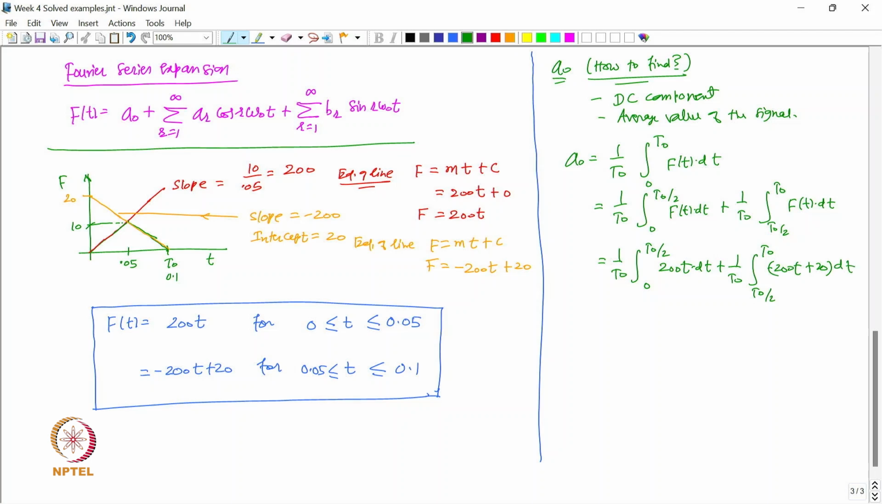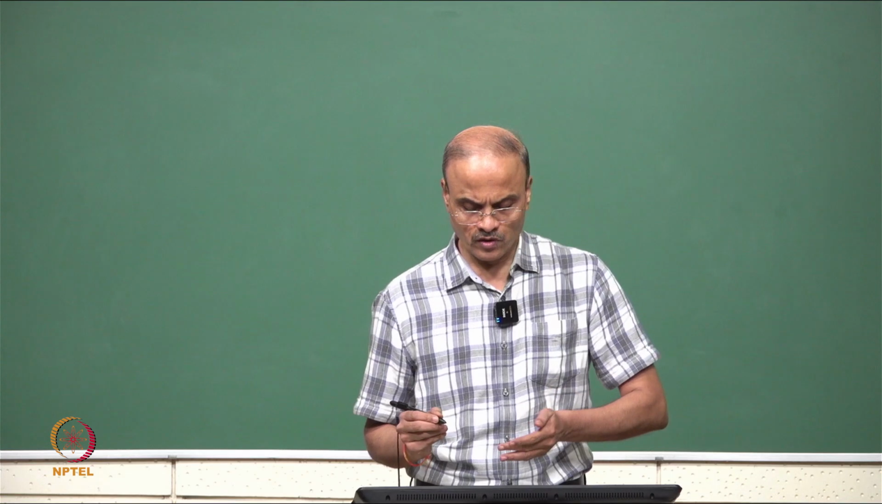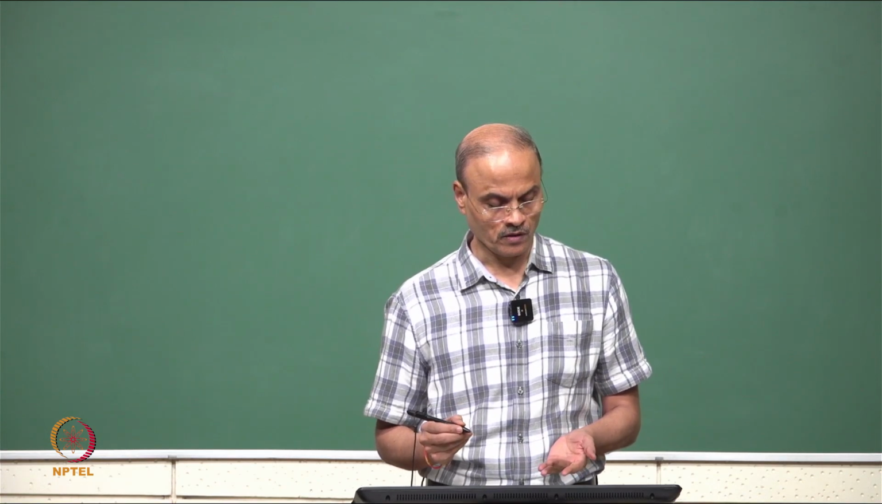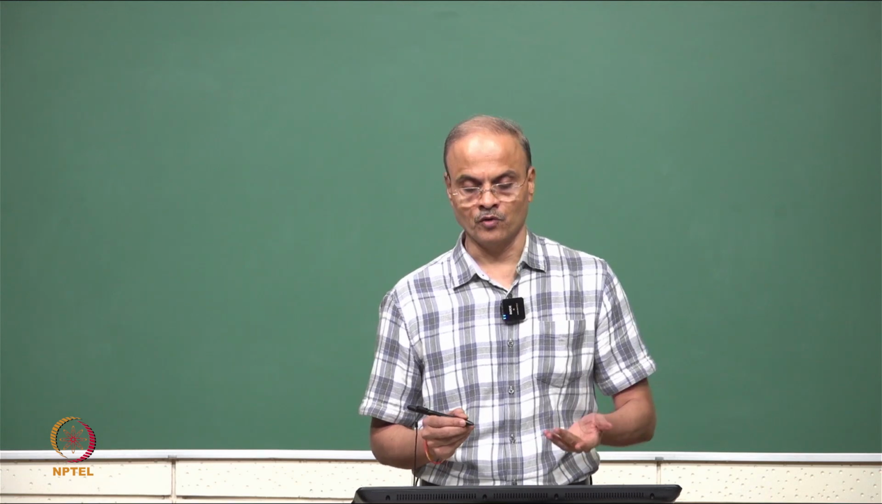So I think this is very easy to carry out, integration of t will be t square by 2, and we can do all that stuff, apply the limits. So let me write the final result now. After doing the integration and applying the limits, we get a naught as 5.0, correct. That is the DC component or the average value of the signal, and it can also be easily verified by looking at the time domain forcing function.